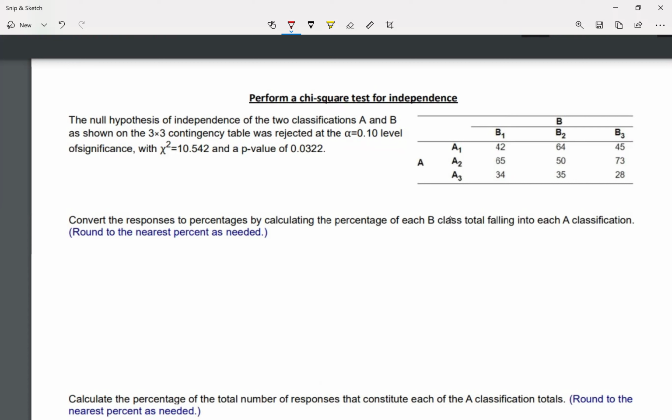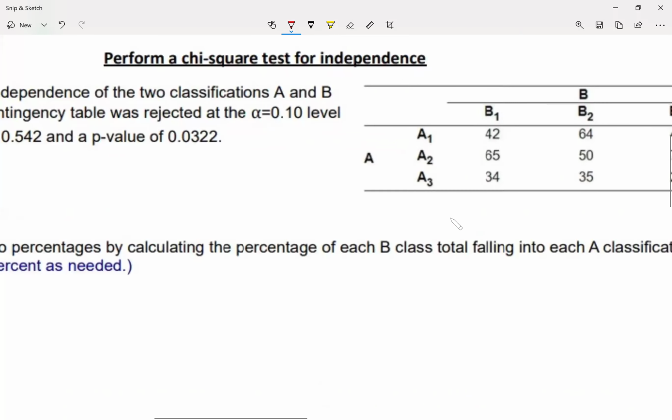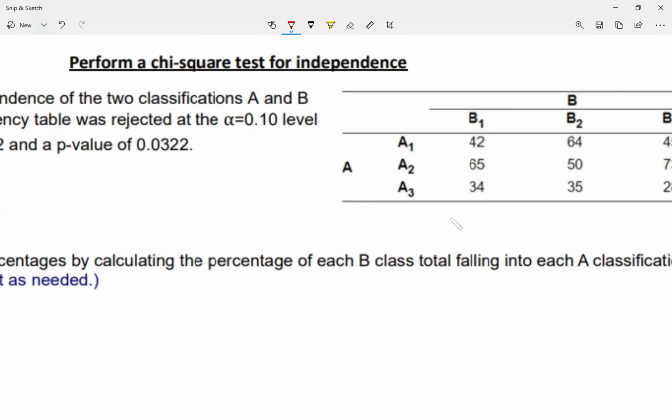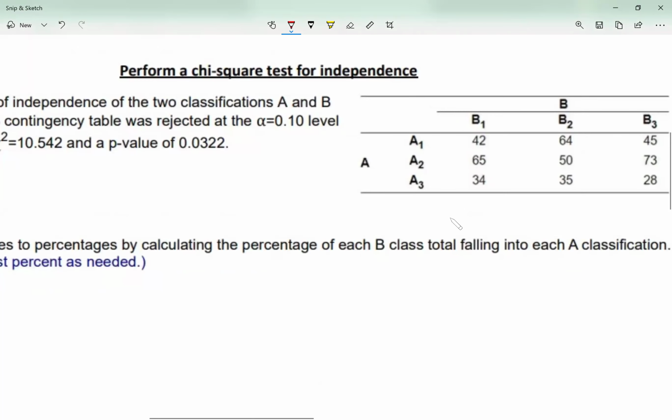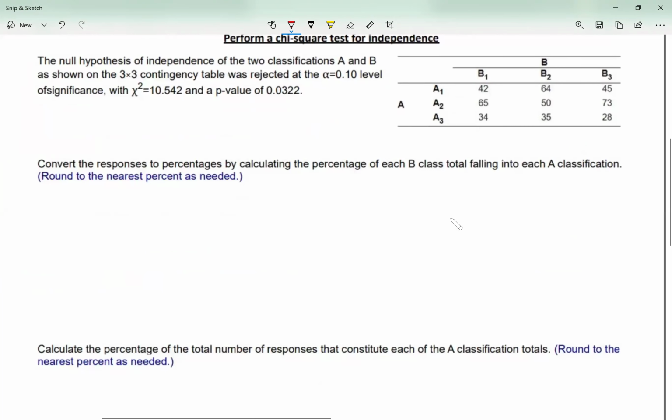For A, we're going to see A1, A2, A3. And for B, we're going to see B1, B2, B3. Okay. And then the way we're going to read this, A1, B1, we have 42. A2, B1, we have 65, and so on and so forth. So let's see. Convert the responses to percentages by calculating the percentage of each B class totally falling into each A classification. All right, what I'm going to be doing first, let me use Excel.